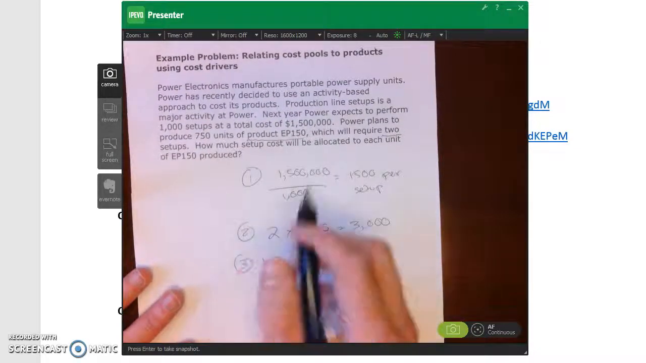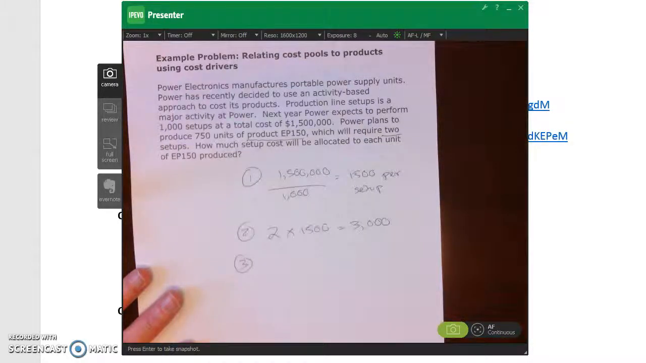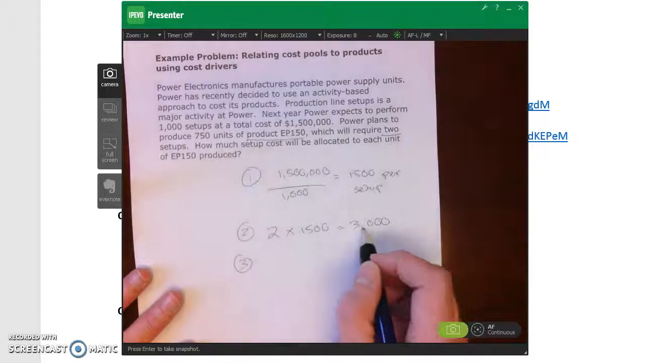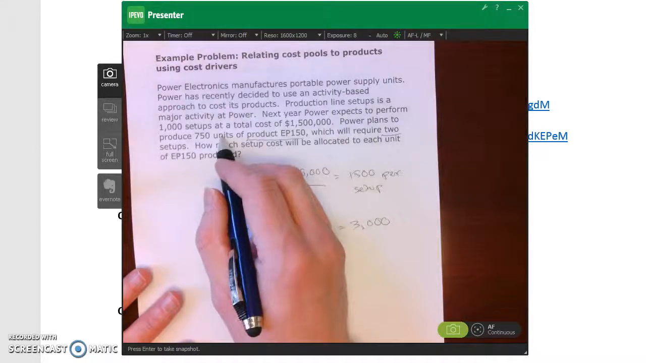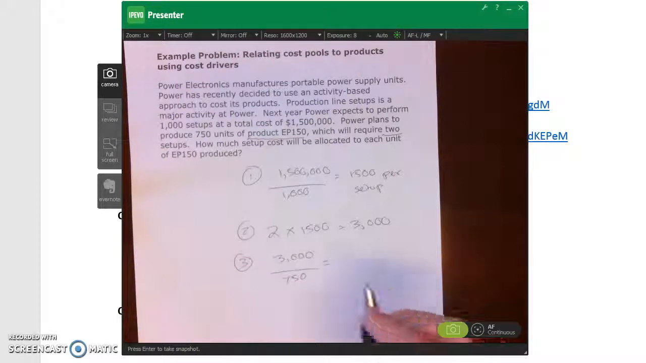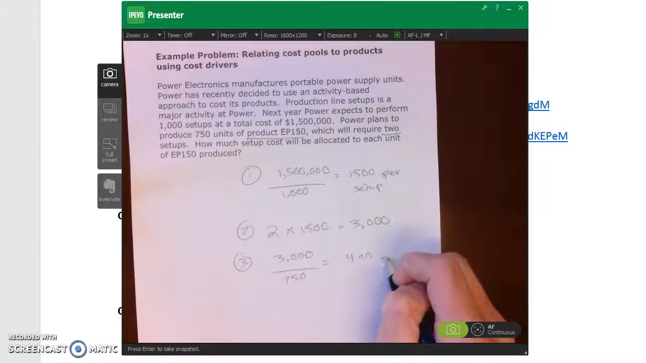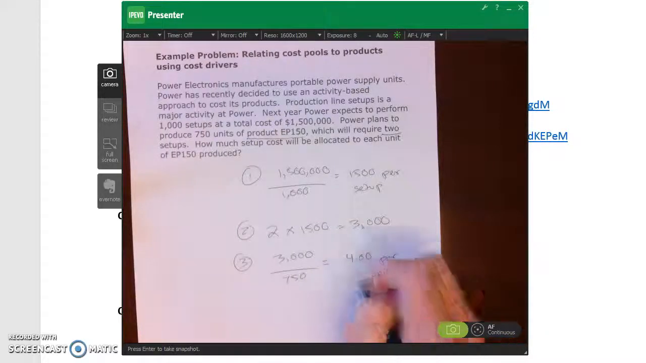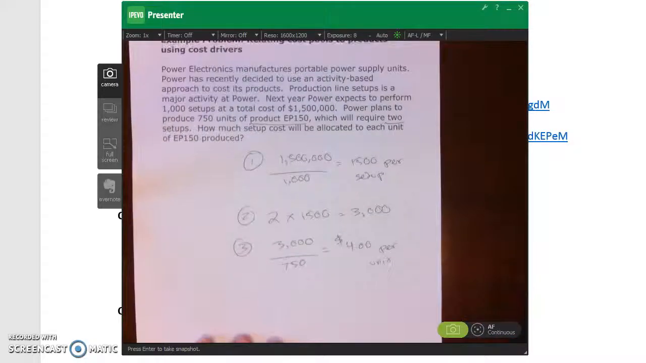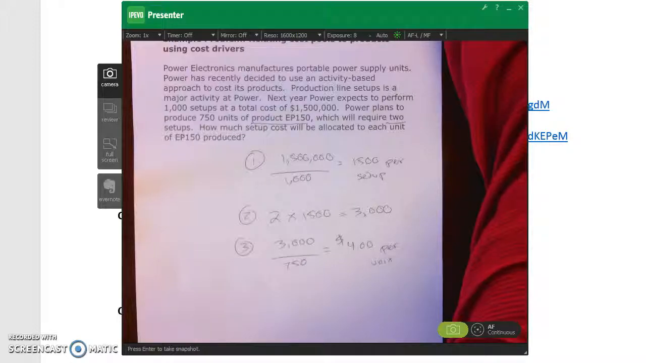Now the final question is we're going to take that setup cost and push it down to the unit level. What would be the cost per unit? Well, it's $3,000 for making 750 units, and that's going to give us $4 per unit. Okay? All right, this ends this lecture video, and the next ones will continue on with activity-based costing. Thank you.